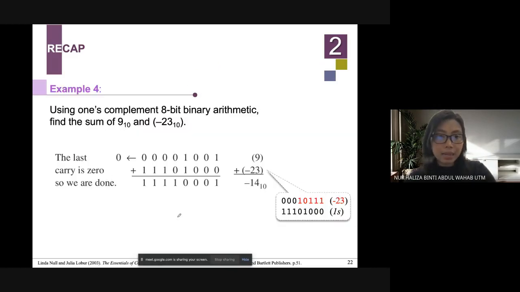This is an example of using first complement, or ones complement, in binary arithmetic.